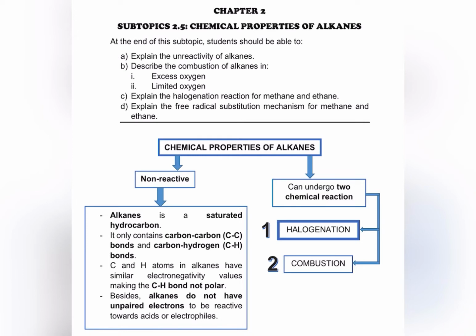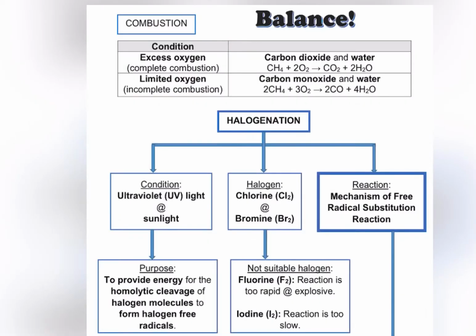Next, even though alkanes don't have a functional group in their molecule, they can undergo two special chemical reactions, under the condition that you have sunlight and also enough oxygen to do the reaction. For the first one, the reaction that alkane can undergo is halogenation, and the second one is combustion. Let's go to combustion first.